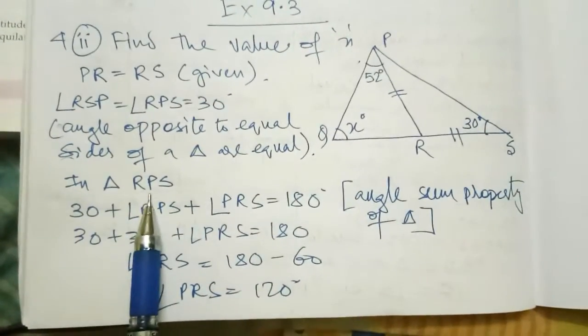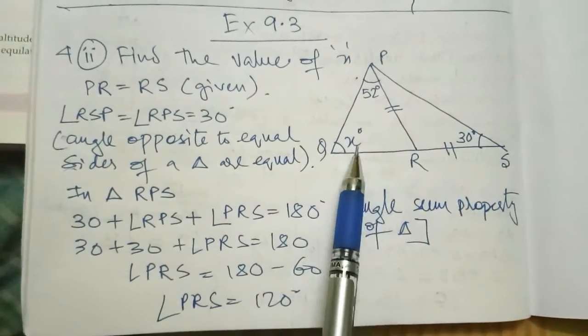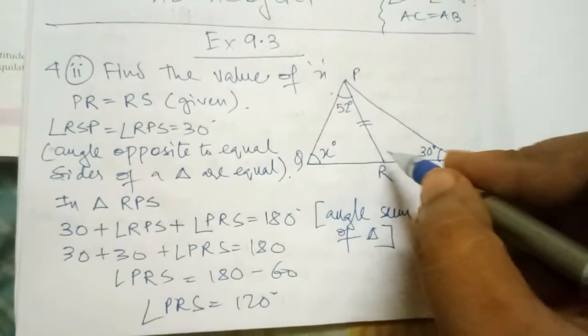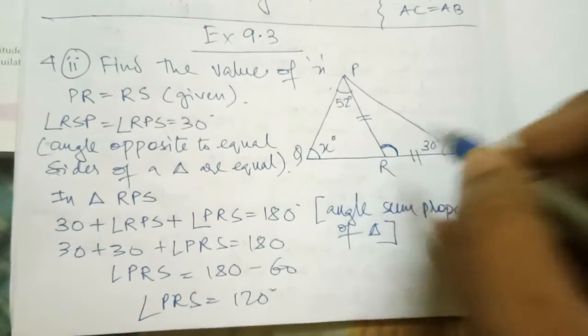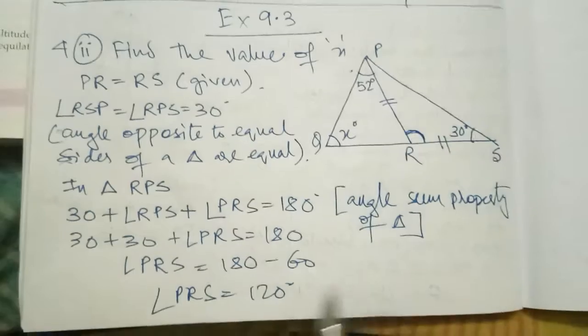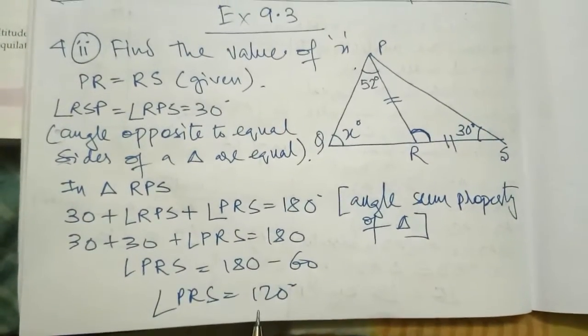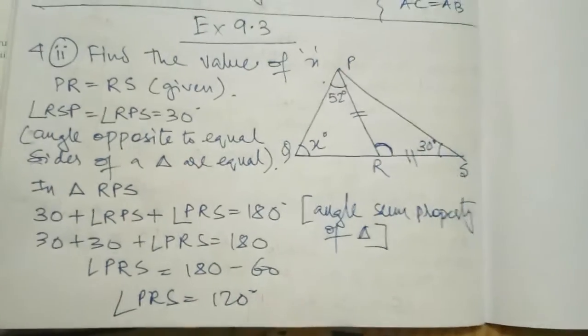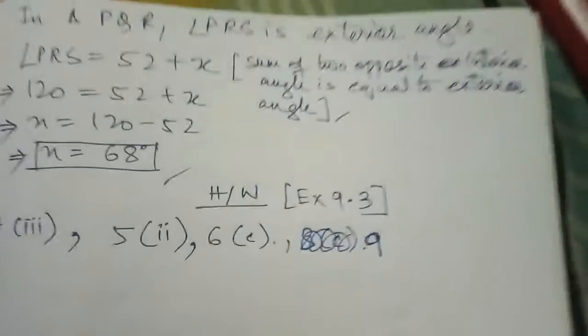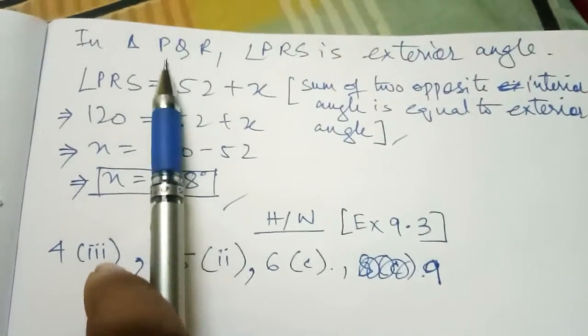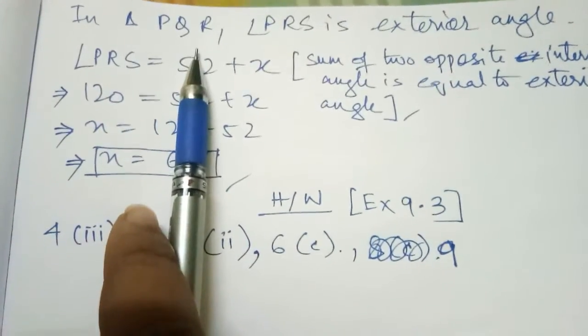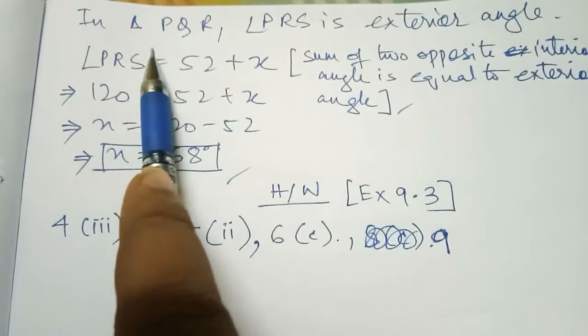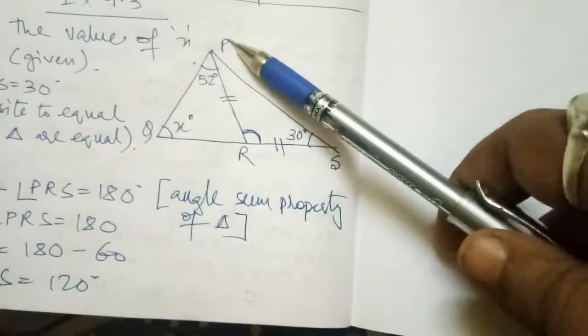Now in triangle RPS you have to find out the value of x. If I find out this angle, how to find it? By angle sum property I get 120. This angle sum property you have done in class 7 or 8 also. Now the same question, in the same figure, to find the x. Now in triangle PQR, see this triangle PQR, I have written PQR.